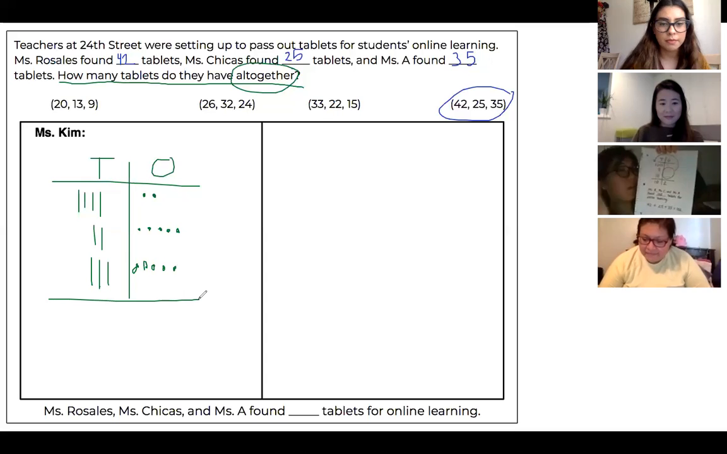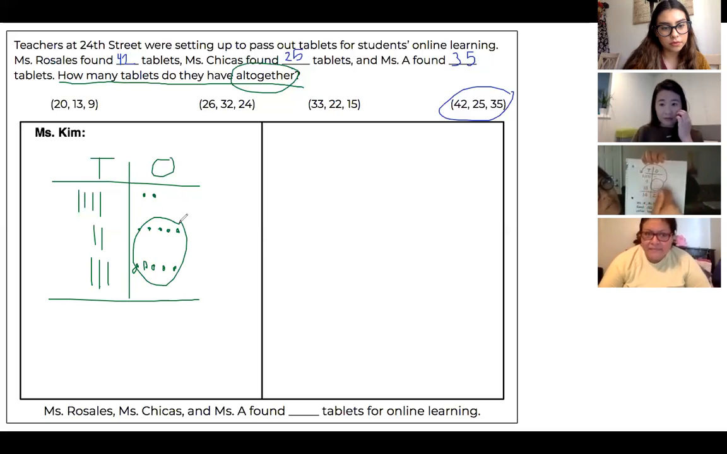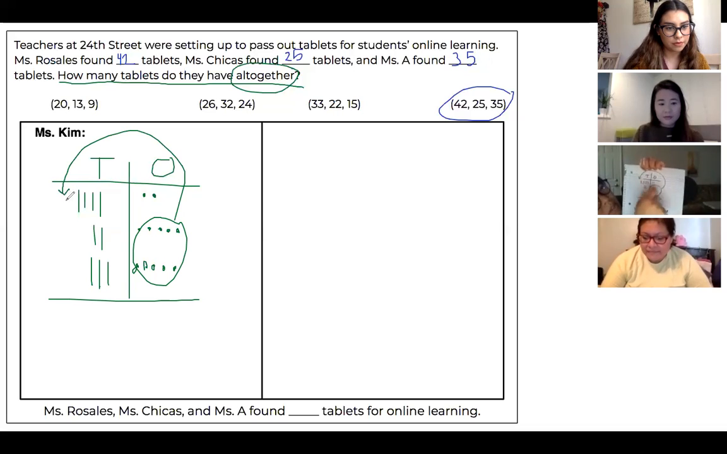And then what did you do next, Miss Kim? I've been working on my doubles, so I know that 5 and 5 automatically makes 10, so that's why I grouped the 5 and 5. And then I regrouped it, because if it's 10 ones, it belongs to the tens group, so I put it right there. And so now I have 2 ones, and when I count the tens, I have 10 tens. Ooh, 1, 2, 3, 4, 5, 6, 7, 8, 9, 10.